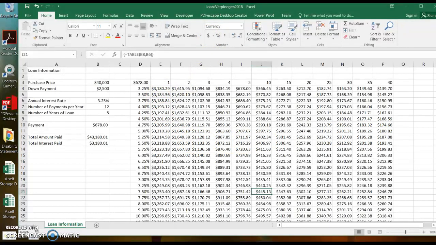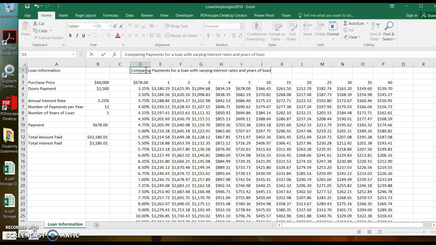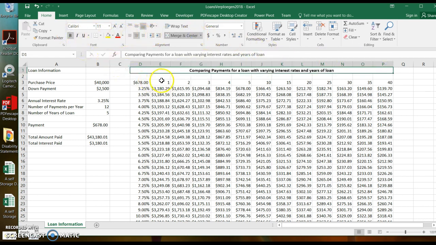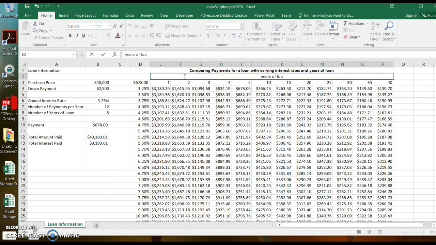Now I want to clean up this table or make some labels to make it a little bit more clear what's going on. So, comparing values. Actually, we should say comparing payments. Loan with varying interest rates and years of loan. I skipped my space in there. Gonna merge this and center it, make it bold. Then right here we'll merge these, and here's where we'll put years of loan.